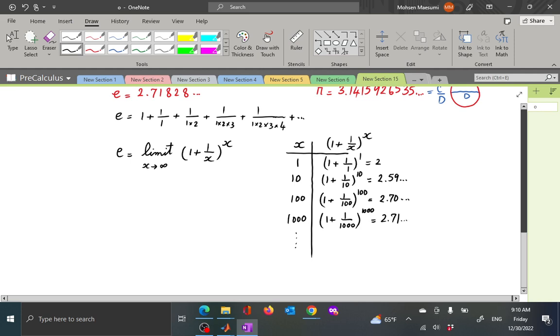The idea here is that if you go toward infinity, this right hand column is going to go to number e, which is just a shorthand for 2.71828, and so on it goes.